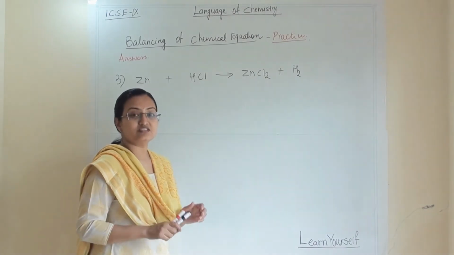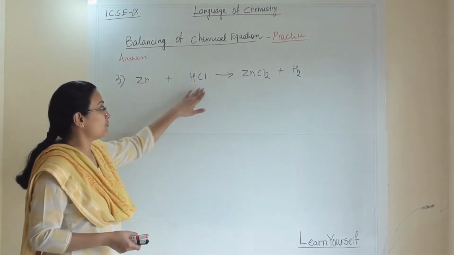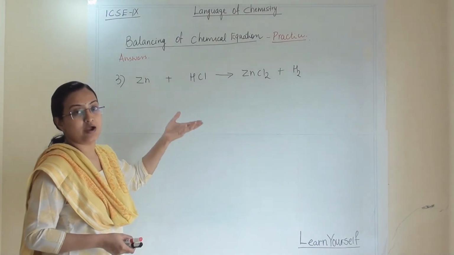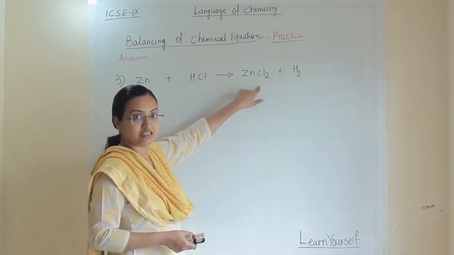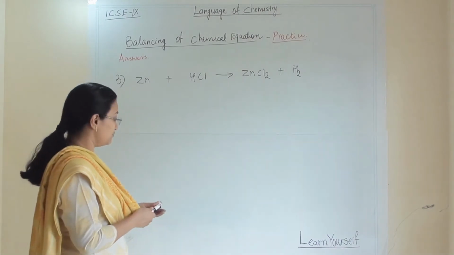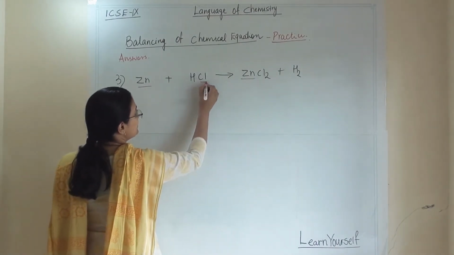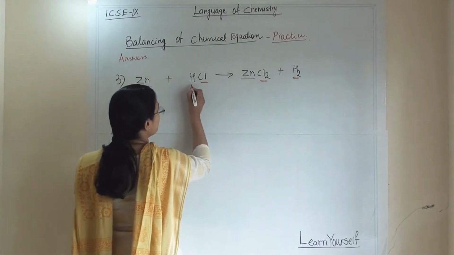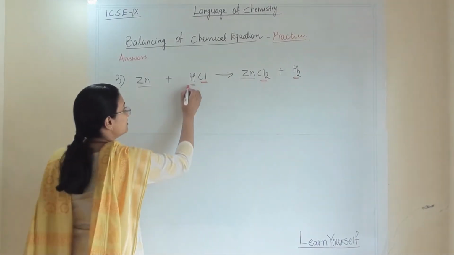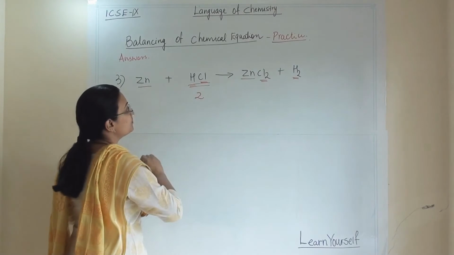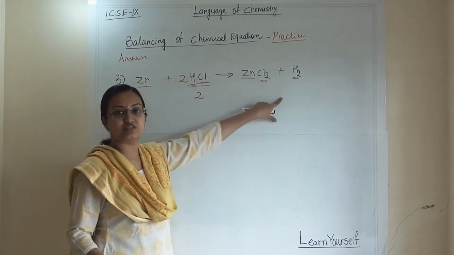Third question. This is a relatively very easy equation. By looking at this equation, you will get to know which 2 atoms we need to balance. Zinc will react with hydrochloric acid and give us zinc chloride and hydrogen. Here you can see that zinc is 1, zinc is 1. The Cl is 2 here, whereas hydrogen is also 2 here. So Cl is 2 and hydrogen is 2. Here we need both atoms as 2 because here they are 1. So if we simply add 2 here, our equation is balanced.